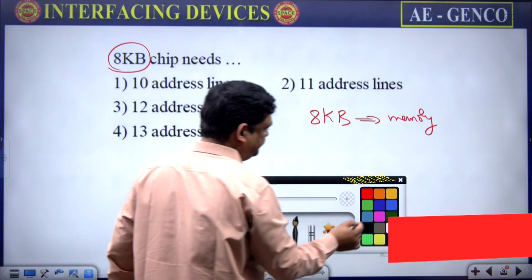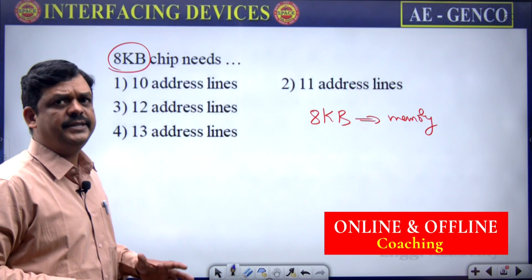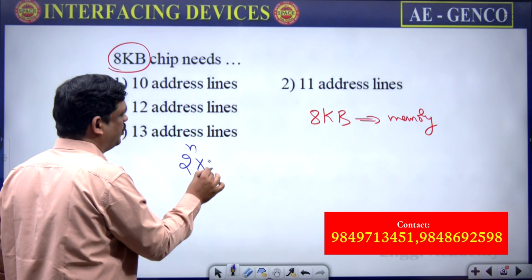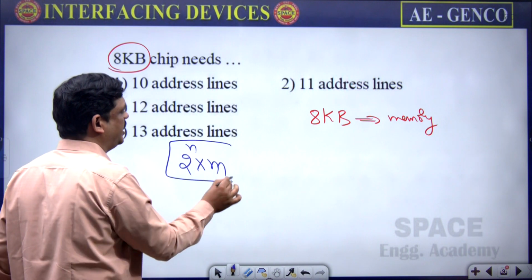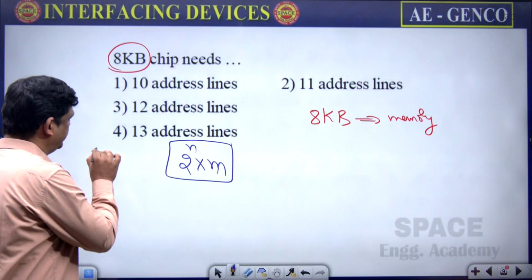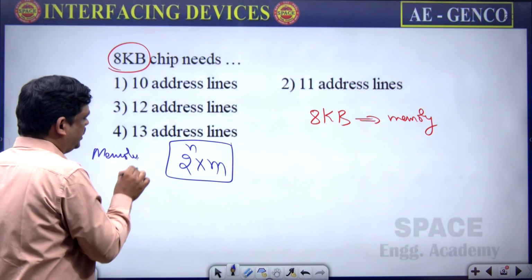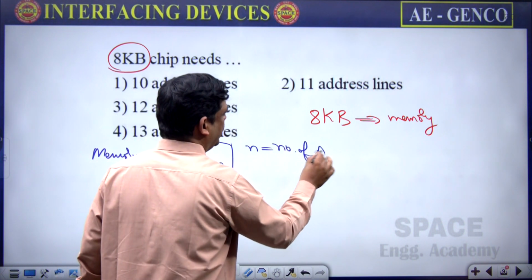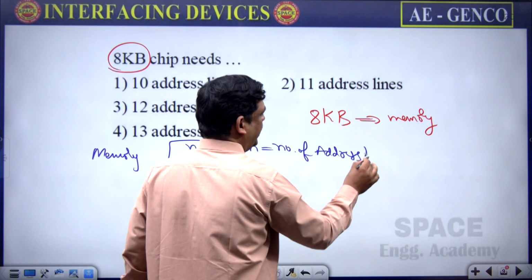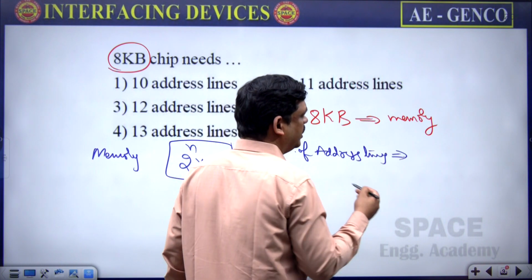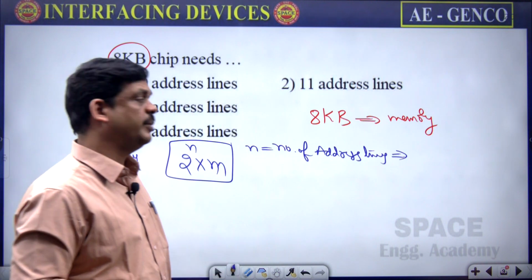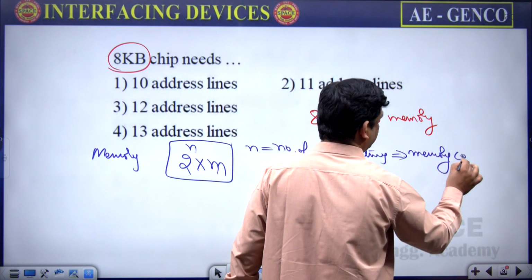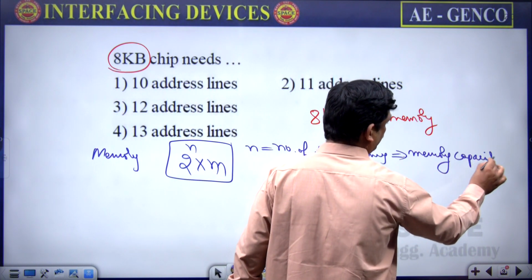Memory standard size is explained by the representation 2 to the power of n by m. This is the standard representation of the memory. In this, the n in 2 power n explains the number of address lines. These address lines are used to determine the memory capacity. So memory capacity depends on which lines now? Address lines. This is also one of the important objective type questions.